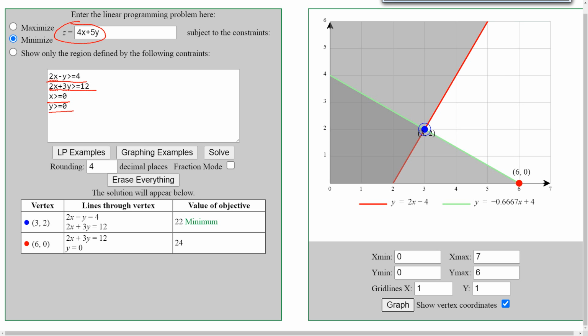Any linear programming problem has three parts. So first part is optimization of objective function. So first part is objective function and it is to be minimized or maximized. In this case, we are considering the problem of minimization. So objective function is z is equal to 4x plus 5y.